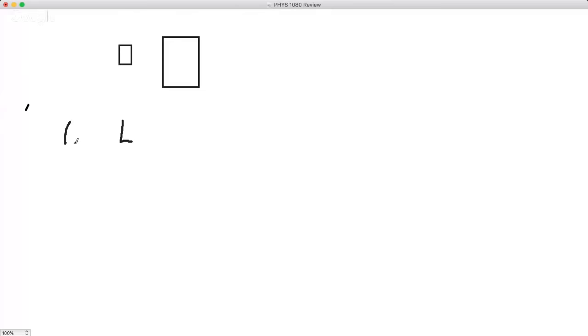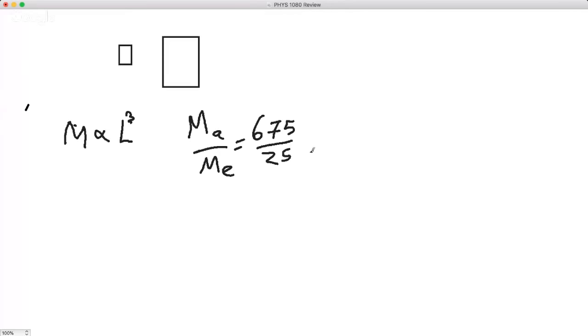All right. So when we talk about the mass of an object, mass is proportional to L cubed. The way we start is with a ratio that we know. We're given the ratio of masses, and we'll do the big one over the small one. So you've got the mass of the Americano over the mass of the espresso, which is equal to 675 over 25. Pull your calculator out, that ratio is equal to 27. So step 1 is to work with the known ratio you've got.